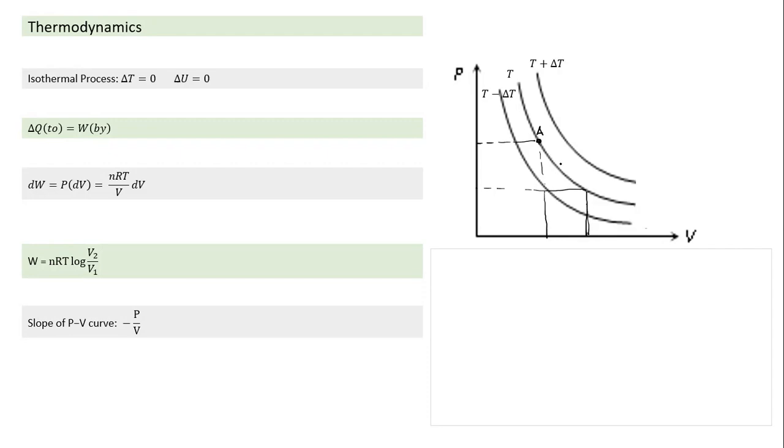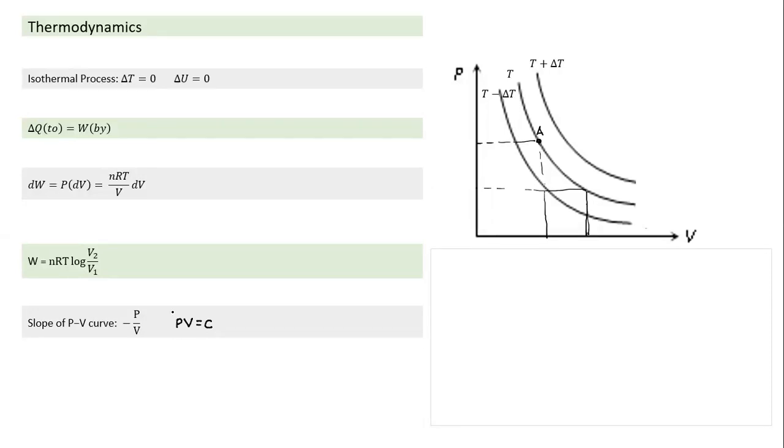So the isothermal curve is like a rectangular hyperbola. And let's understand the slope here. The slope is also very easy to understand. Let's pay attention, and the slope is a very important part of thermodynamics. Which process are we talking about? Isothermal. So PV is equal to constant.